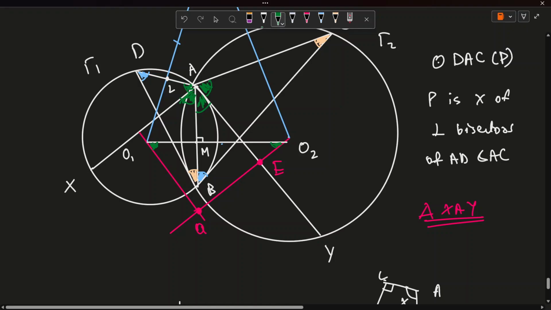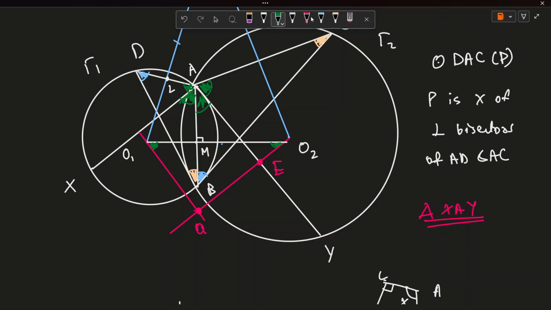Why is that? Because if we now look at this quadrilateral here, this is also a cyclic quadrilateral because this is 90 degrees and this is 90 degrees. Why is this 90 degrees? Because this is the perpendicular bisector. Okay. So this quadrilateral is cyclic, and from that we can conclude that this green angle is equal to this green angle. Both of them are green angles.